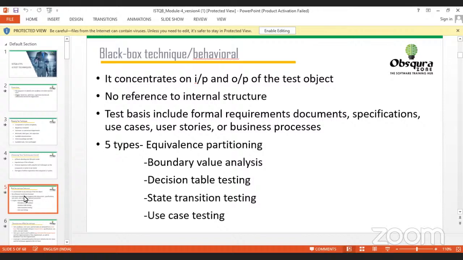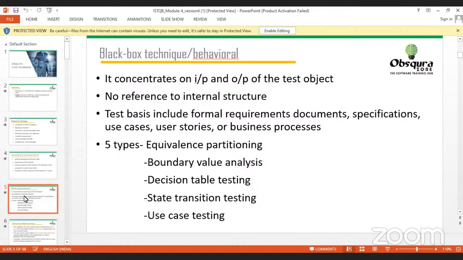Out of this, the major importance is given to the first 3, that is equivalence, boundary, and decision table. From these 3, many questions will come. They have more weightage, but state transition and use case testing are also important. We have to go through that also. We can't skip anything. Most of the questions come from the above 3: equivalence, boundary, and decision table testing.